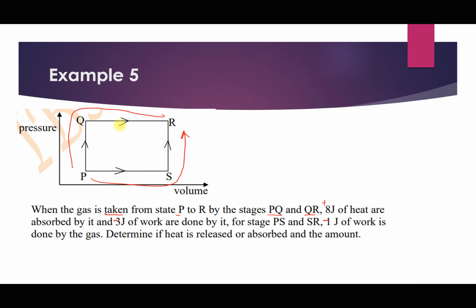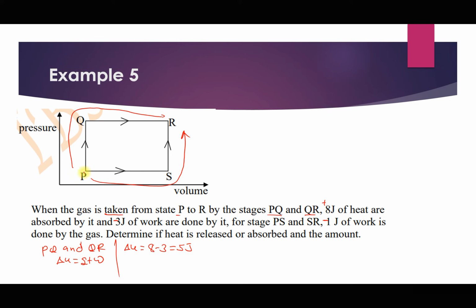So let's first start with the stages PQ and QR. Using the first law of thermodynamics, delta U is equal to Q plus W. We have that the change in internal energy, which is delta U, is going to be equal to Q, which is positive 8 joules, plus W, which is negative 3. The change in internal energy is going to be 5 joules.